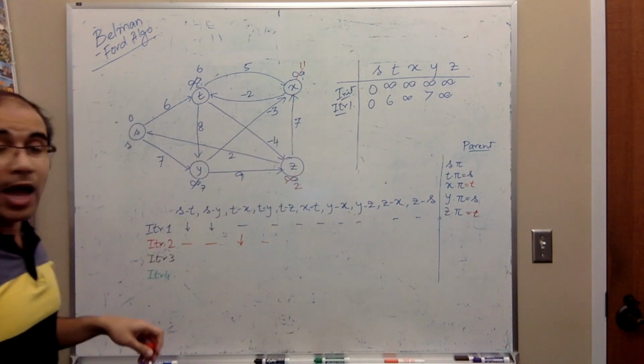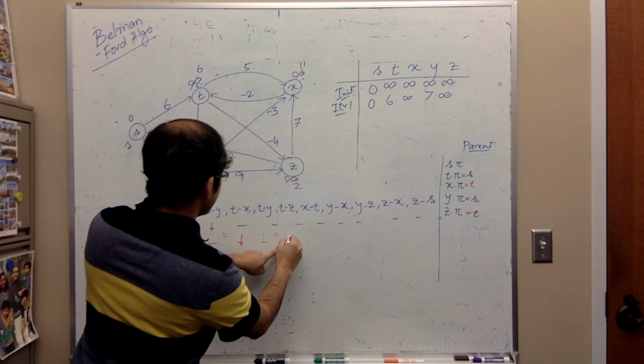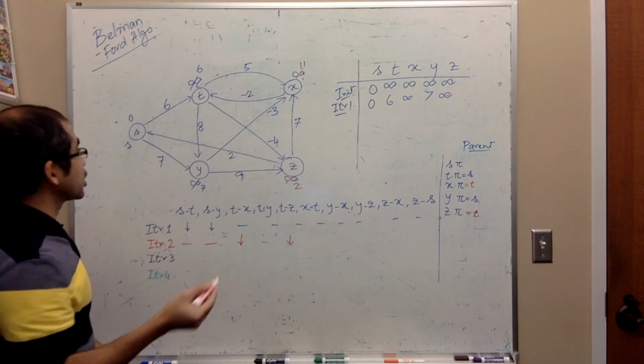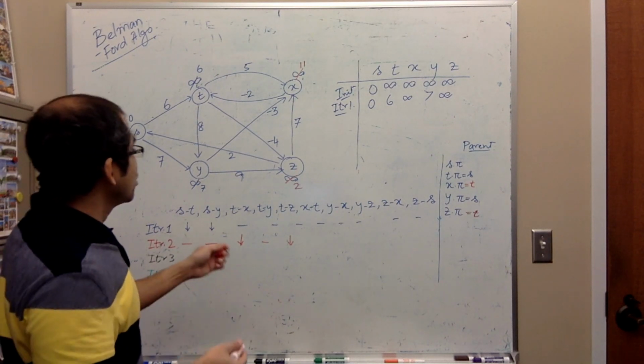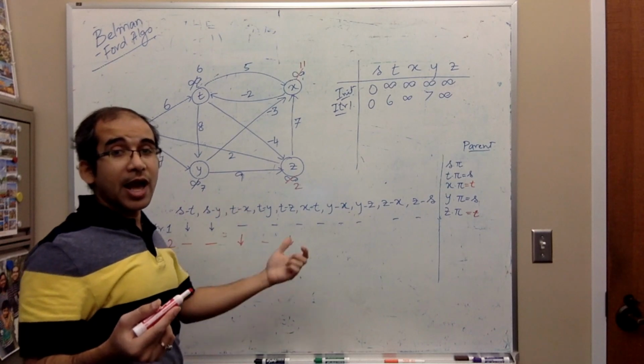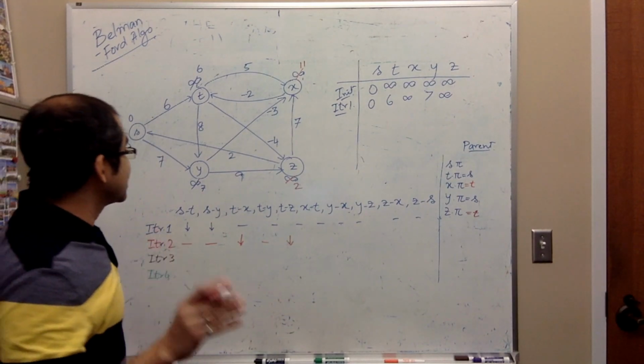And since t to z reduced the estimate, I put a down arrow here just to remember. That's all, no other reason. We just have to do it in that order. We do not need to put the down arrow or dash. It's just for explaining so that you can easily follow.